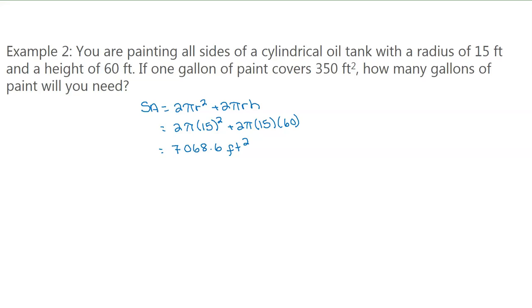Now a gallon of paint covers 350 square feet. So how many gallons of paint am I going to need to buy? Let's divide to find out. This divided by 350 gives me 20.2. So I'm going to say that you will need to buy actually 21. You need to buy a little bit more because 20 won't be quite enough. So 21 gallons of paint.